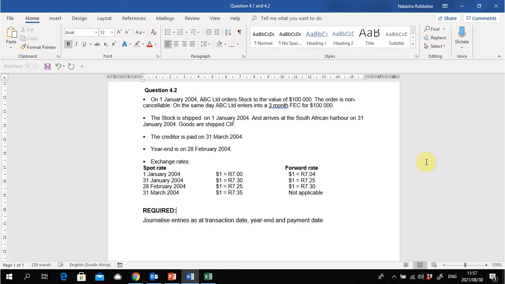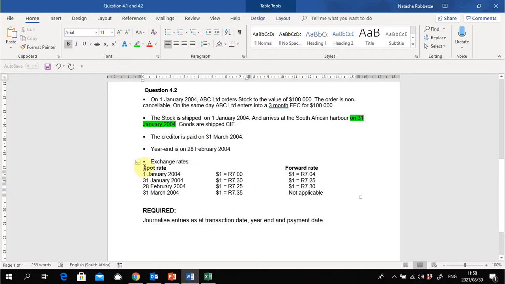The stock is shipped on 1 January 2004 and arrives at the South African harbour on 31st January 2004. Goods are shipped by cost, insurance and freight. So this is quite important. If it's free on board, the transaction date would have been 1 January. If it is now, as stated here, cost, insurance and freight, then the transaction date is the date on which the goods arrive at the South African harbour. So transaction date will be the 31st of January 2004. Very important. Then year end is 28 February and then the payment date 31st of March.